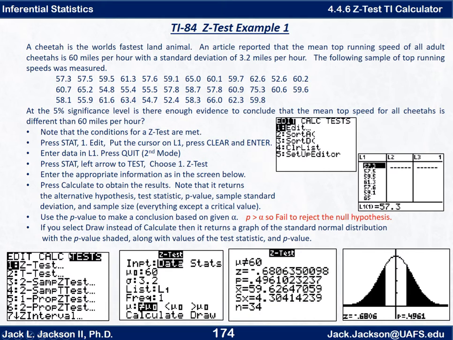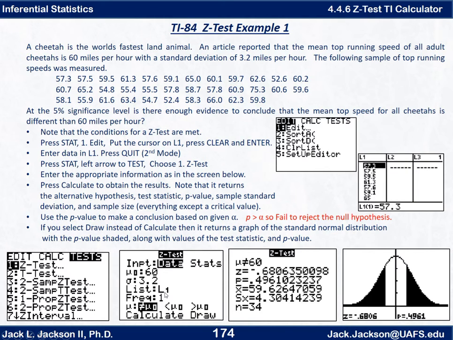Now in this case, our information is given by data. So we put the cursor on data and hit enter. It's going to change this stuff here to be appropriate for that. And it asks us what mu naught is, the null hypothesis mean, which was 60 miles per hour. So type in 60. The population standard deviation is known, and it is 3.2, which was given to us. So those two numbers are given.